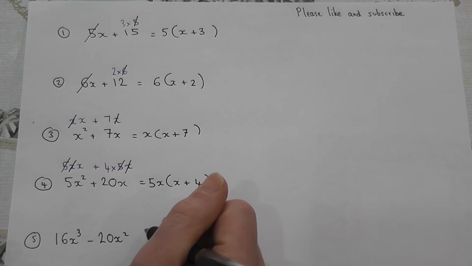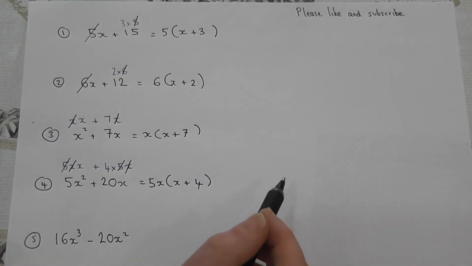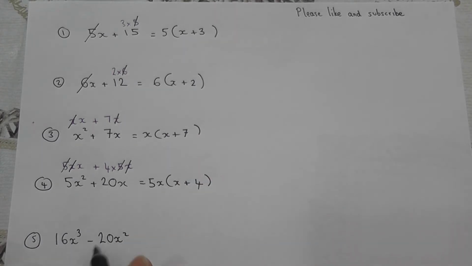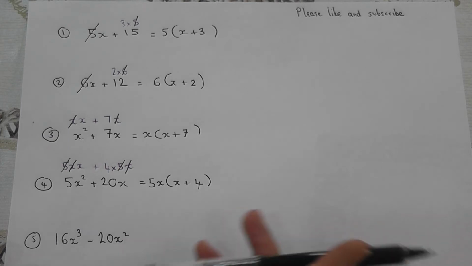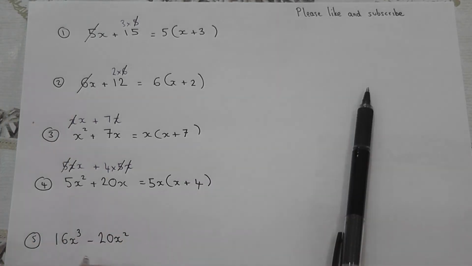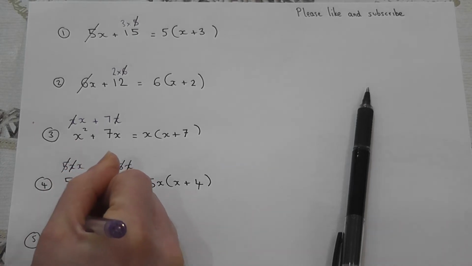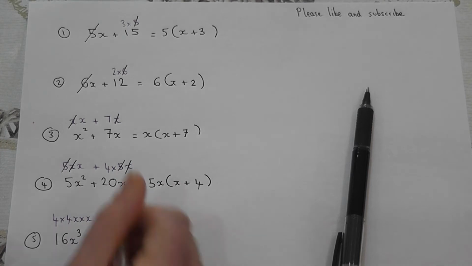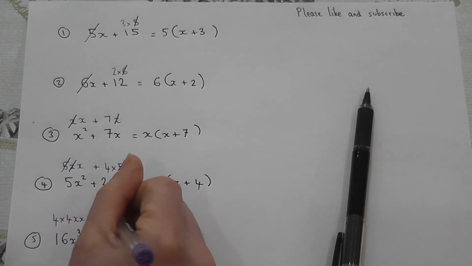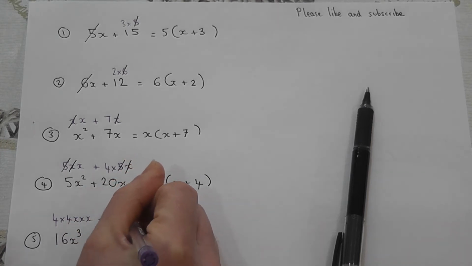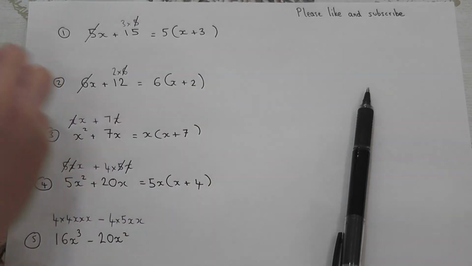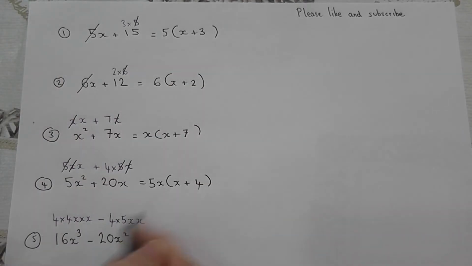Okay, the last one of my main examples before the couple of extension questions is when we've got higher powers. So here we look at the number. Now, the number that goes into both 16 and 20 is actually 4. So I can write this as 4 lots of 4x cubed, take away, 20 is 4 times 5x squared. And again, this is just a way to visualise what's going on.